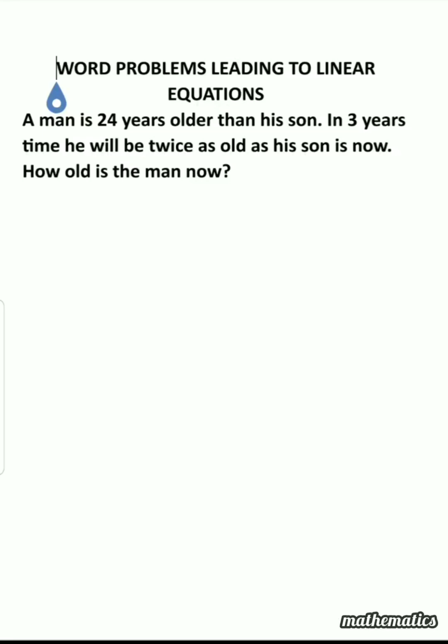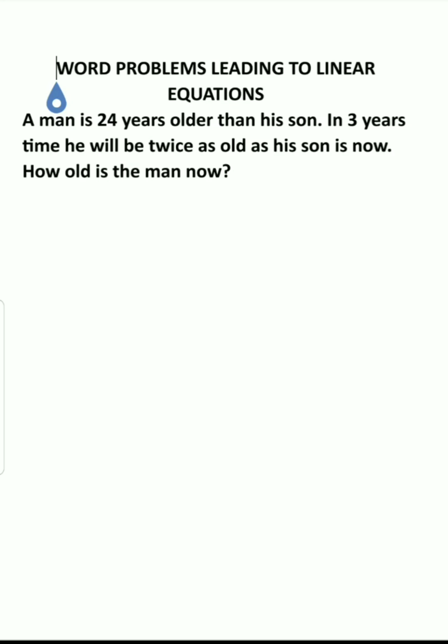Today I'm going to solve word problems leading to linear equations. A man is 24 years older than his son. In 3 years' time, he will be twice as old as the son now. How old is the man now? A man is 24 years older than his son. And so the question is, how old is the man?